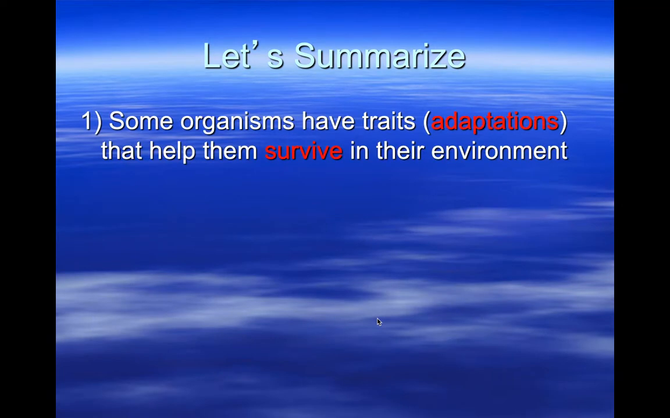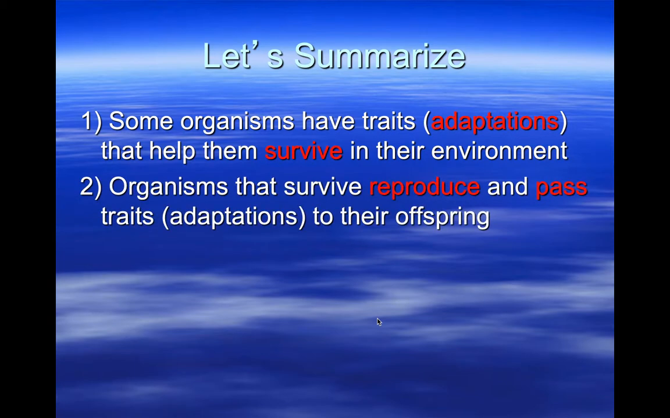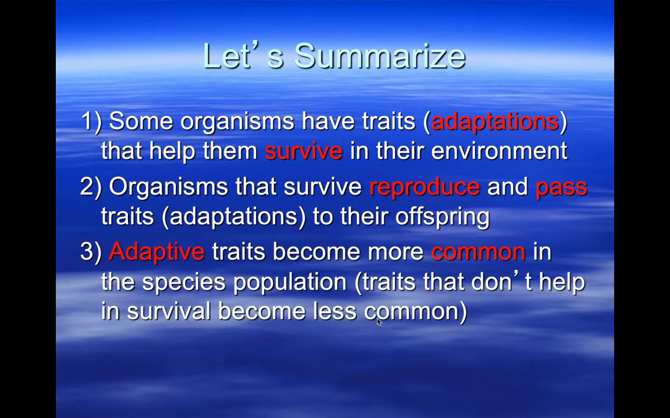Okay, let's summarize. Some organisms have traits or adaptations that help them survive in their environment. Organisms that survive, reproduce, and pass on their traits, adaptations to their offspring. Adaptive traits become more common in the species population. Traits that don't help survival become less common.